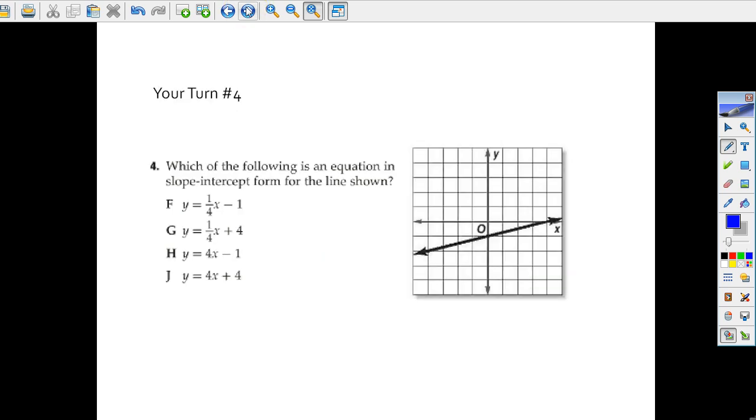Alright, so go ahead and do your turn number 4. Which of the following is an equation in slope-intercept form for the line shown? Go ahead and do number 4, and then come back when you're done.